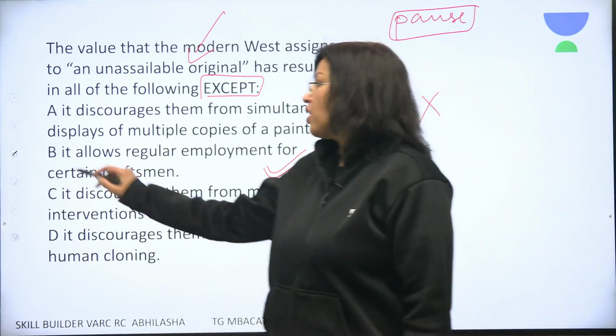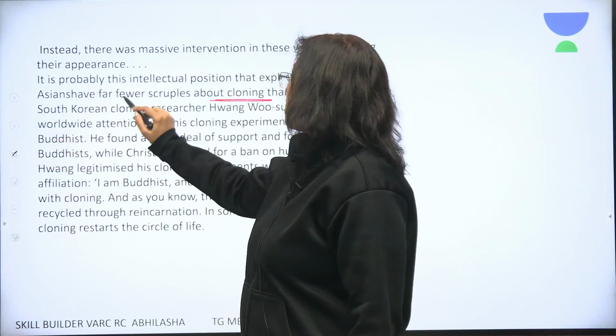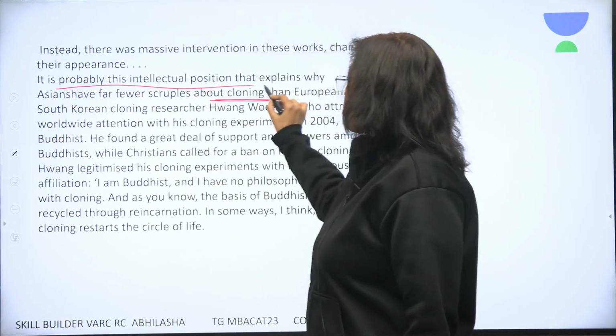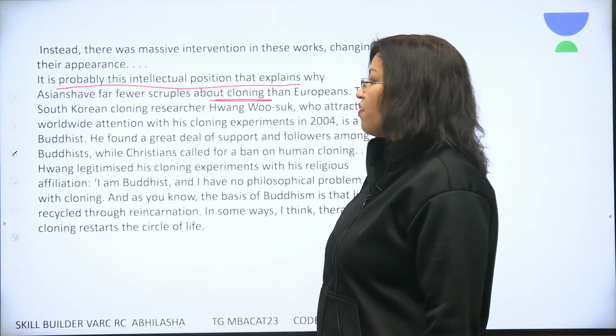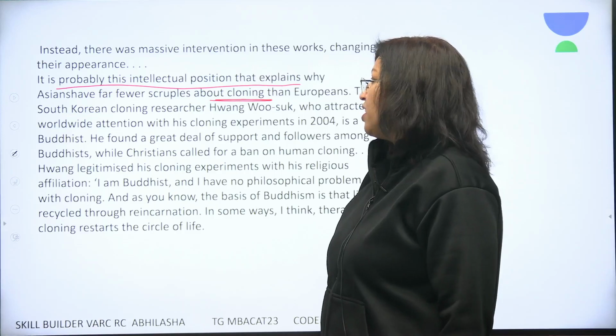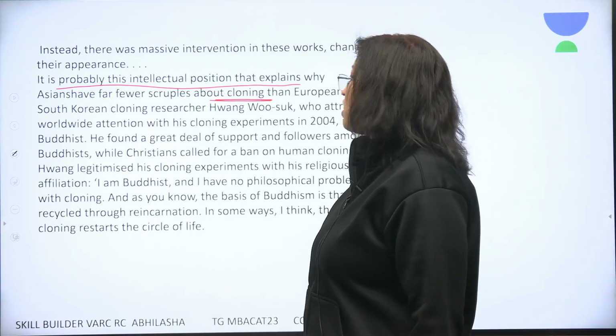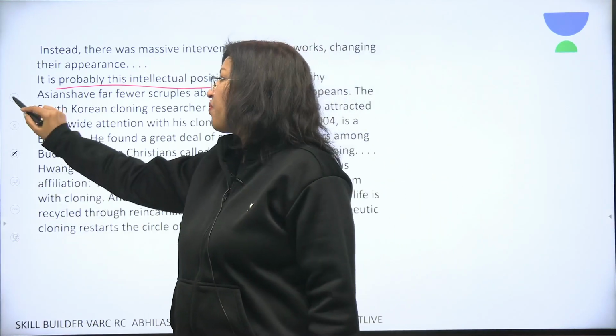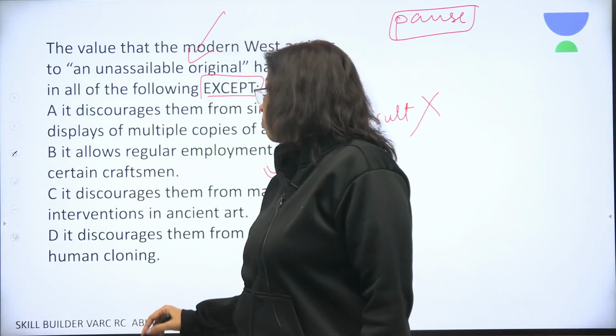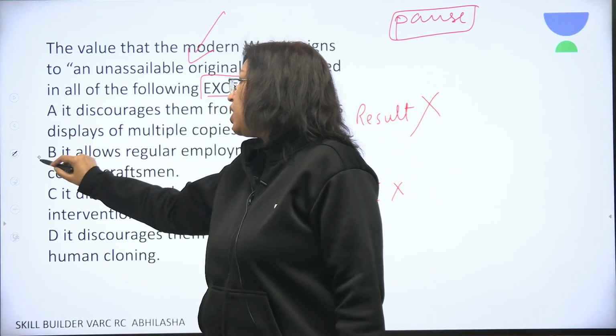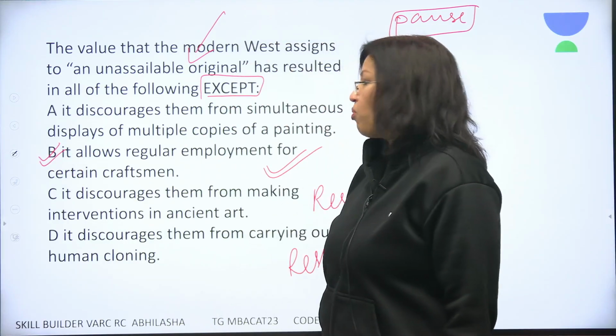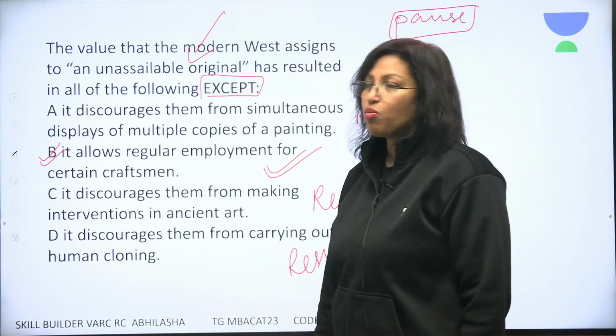Okay? Let's just go back to the passage. See, it is probably this intellectual position that explains why Asians have far fewer scruples about cloning. Right? So they don't want the interventions. So correct answer should be B. It allows regular employments for certain craftsmen. Okay.